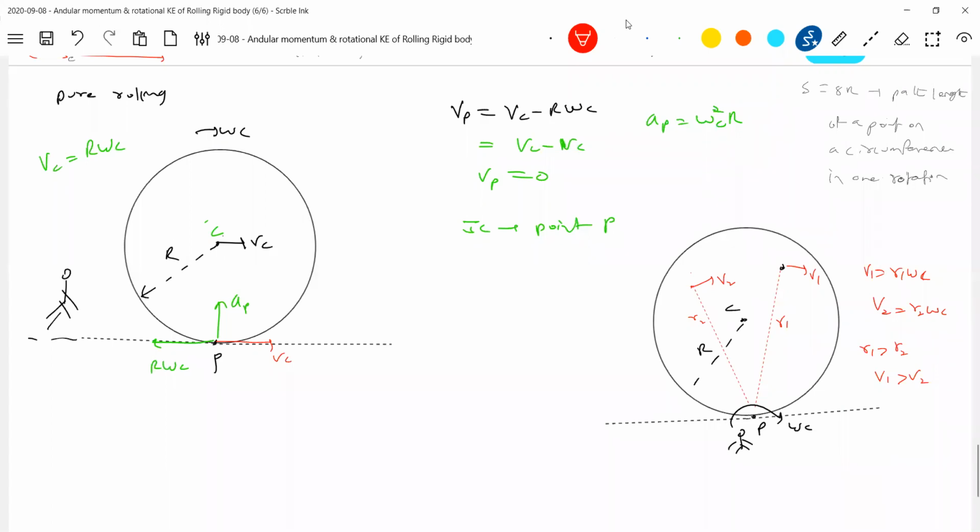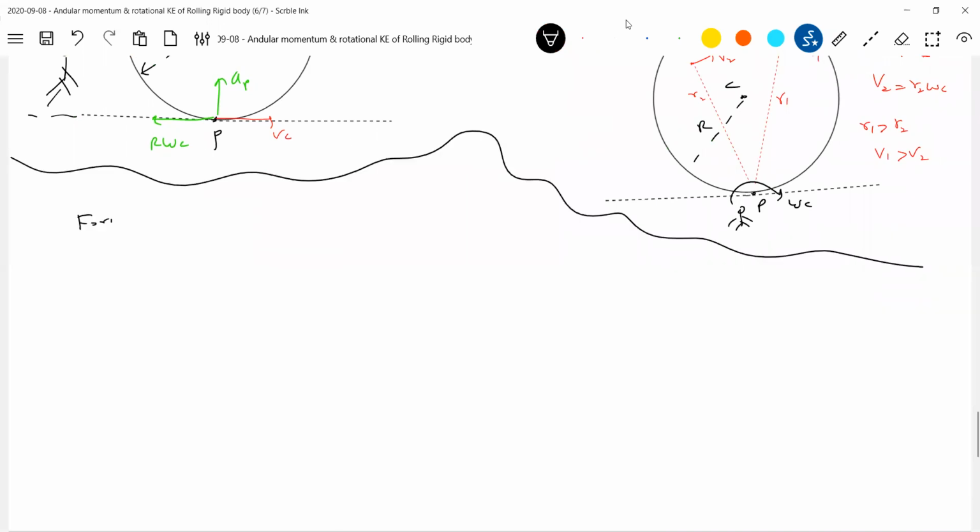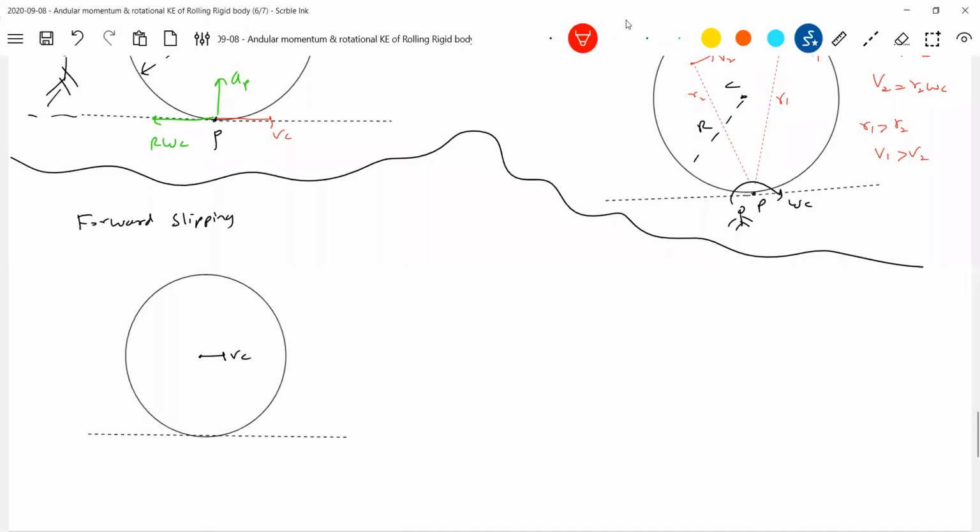Now this is about pure rolling. So I'll bring in the idea of forward slipping now. What do you mean by forward slipping? That angular velocity I'll show about the center of mass, and let this be the radius r. This is point P. Now the person on the ground is drawing this diagram. What do you mean by forward slipping?